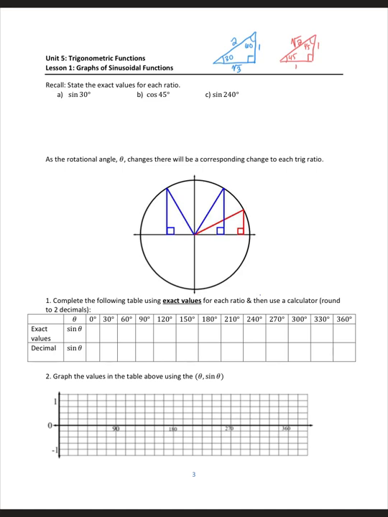So the sine of 30, when we think sine of 30, we should be thinking opposite over hypotenuse. So if I look at my sine of 30 in my special triangle, my opposite side is 1, and my hypotenuse is 2. So the sine of 30 is going to equal 1/2. For the cosine of 45, same idea, it's our adjacent side over our hypotenuse. So if we look at our 45-degree triangle, that's going to be 1 over radical 2.